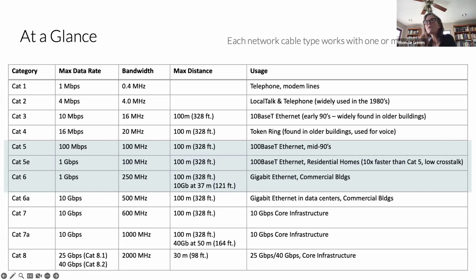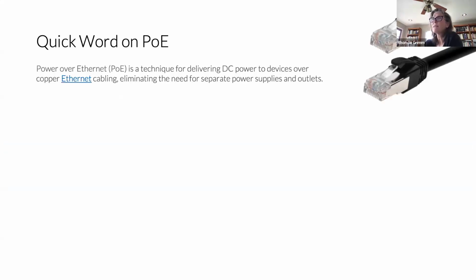And the area that we live, this home automation space, really is this 5E and 6. And that's where you'll see it. And those are the data rates that it has. And so cabling makes a difference.